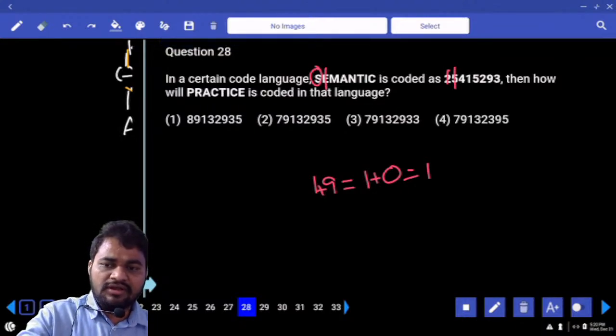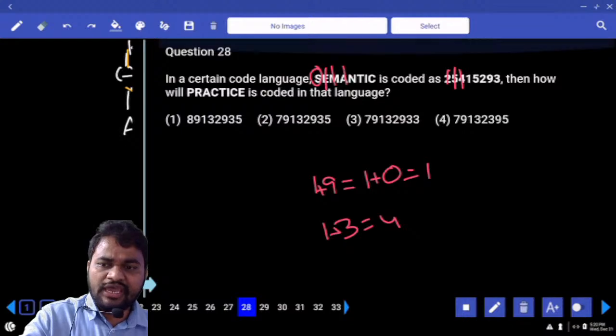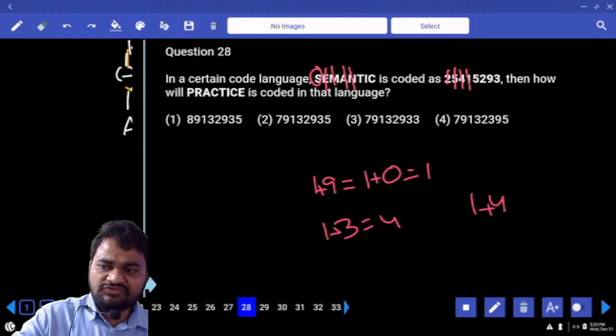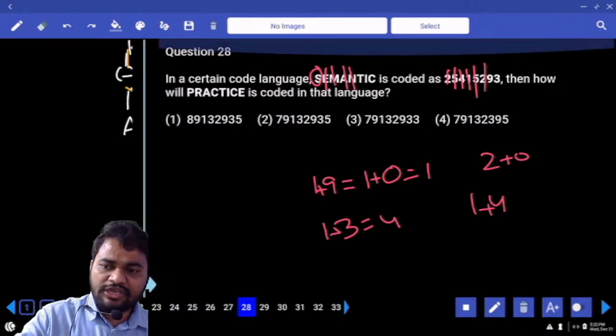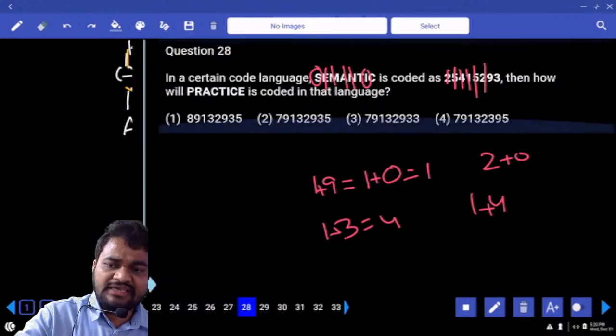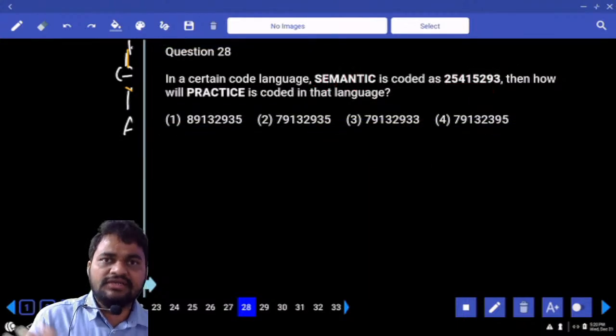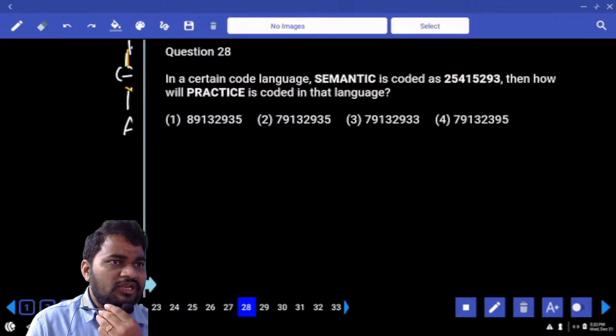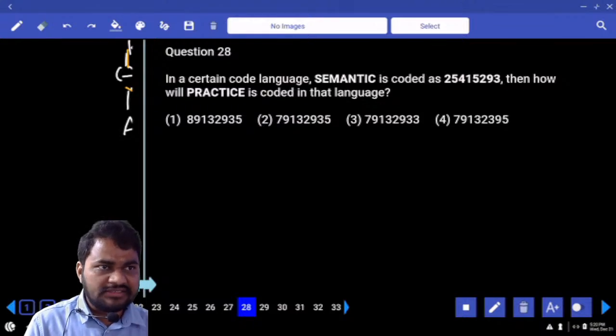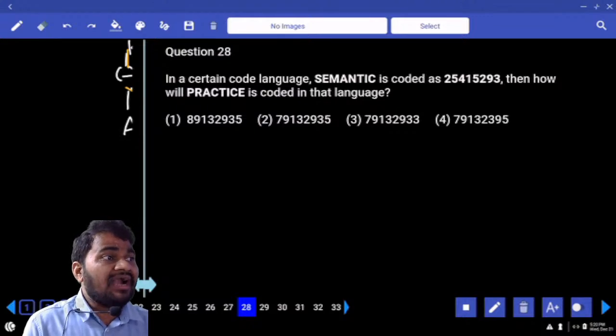It is available. M is 13. 1 plus 3 is 4. Yes, 4 is there. Next, A is exactly 1. N is 14. 1 plus 4 is 5. T is 20. 2 plus 0 is 2. After that, I is 9 as it is. C is 3. So, if the alphabet's value is single digit, keep it as it is. If it has 2 digits, then we need to add the digits till getting a single digit.